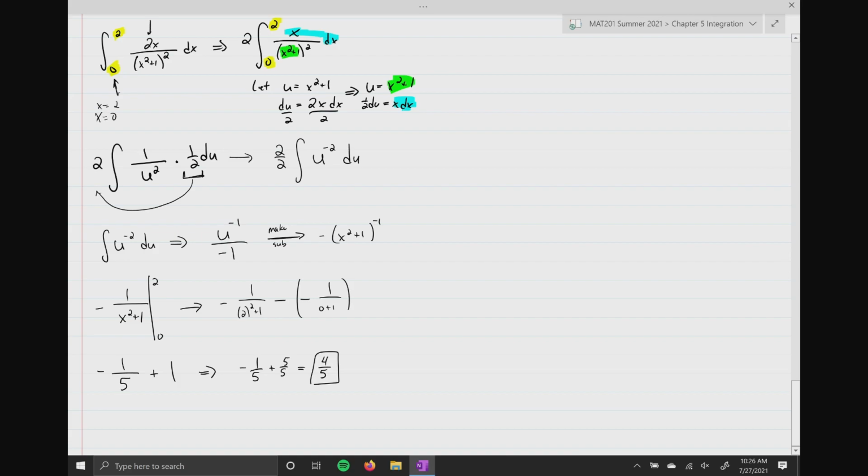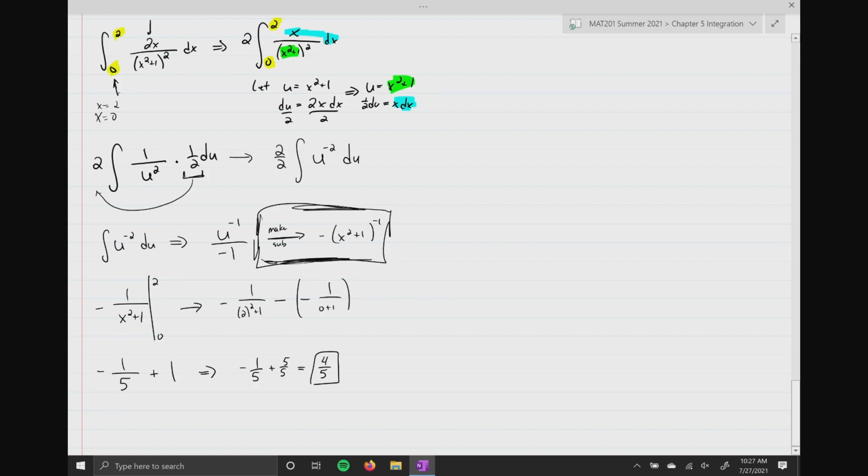Then we just went ahead, like this was just a normal indefinite integral. We found our integral. We made our substitutions. So now I'm speaking right here. We made our substitutions. And then after we made our substitutions, now we evaluate. Okay, so we evaluated the integral, or the solution, negative 1 over x squared plus 1, between 0 and 2. Okay, and we found the answer to be 4/5.